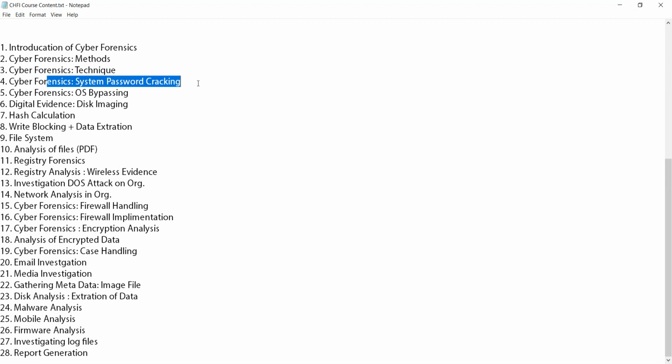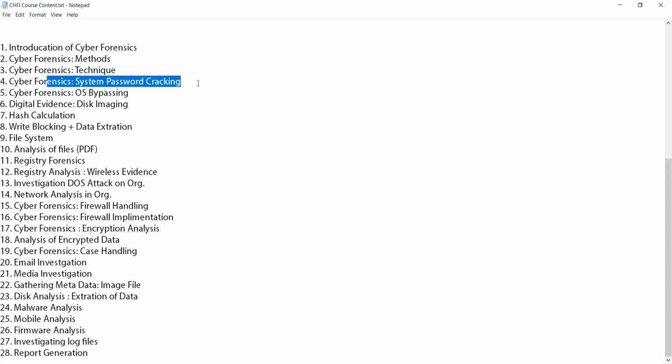Investigation of log files. What is that? Investigation of log files is basically a technique in which the investigators use the investigation process on the log files and get some details and some data from them. So this is a part of investigation of log files.